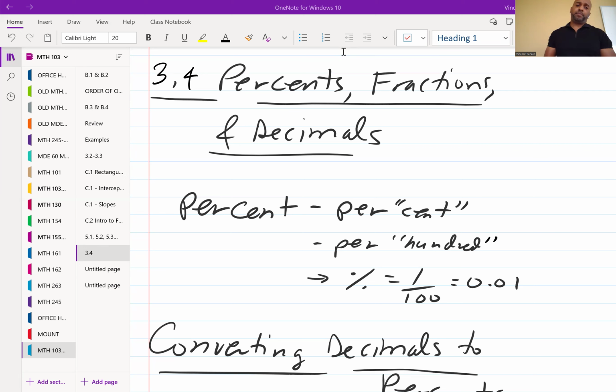So the word percent can be broken up into two words, per and cent. Per hundred, cent is the prefix for hundred. Remember we talked about before how per represents division. I believe it was this class when I said miles per hour, miles divided by hour. So the percent sign is the same thing as 1/100 as a fraction or as a decimal 0.01.